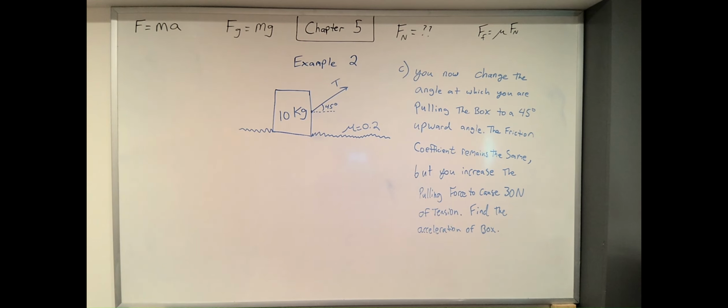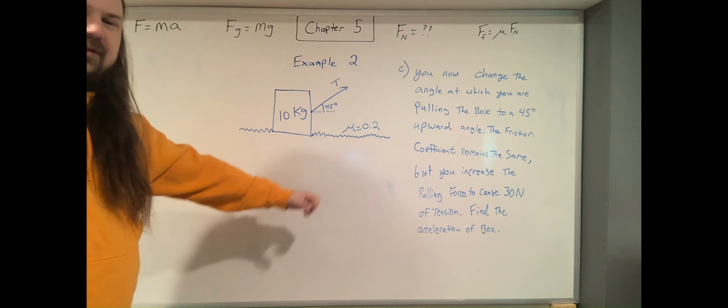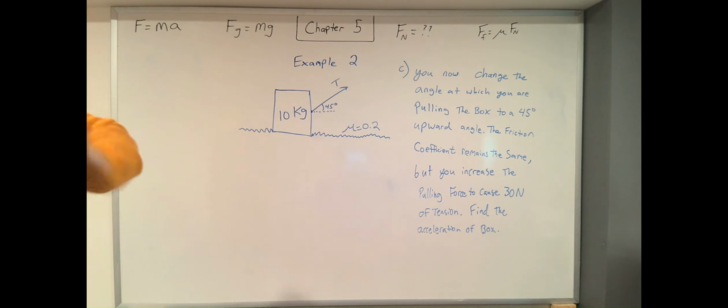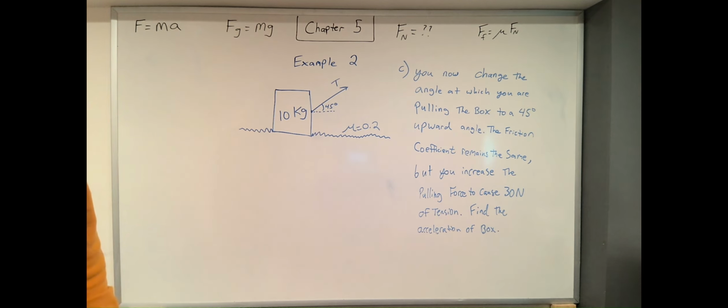Okay, part C. Getting more difficult here, more challenging. So now we have changed the angle at which you're pulling the box. You're now going to try and give it an upward angle. Try and ease yourself by pulling upward as you pull it across this rough surface. So your upward angle is now 45 degrees.